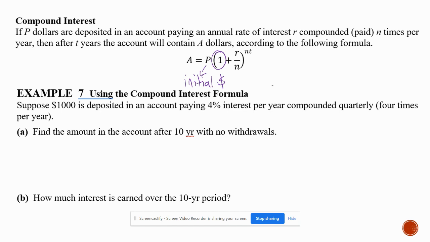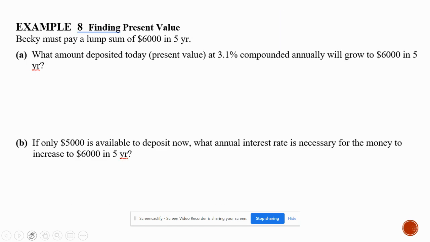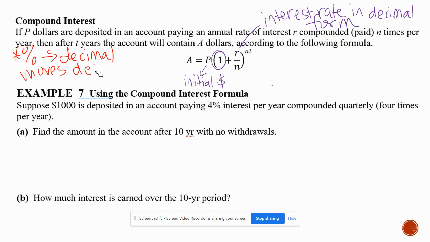So that 1 stays. R stands for the interest rate in decimal form. And we'll put a reminder on here. Percent to decimal moves the decimal 2 places left.